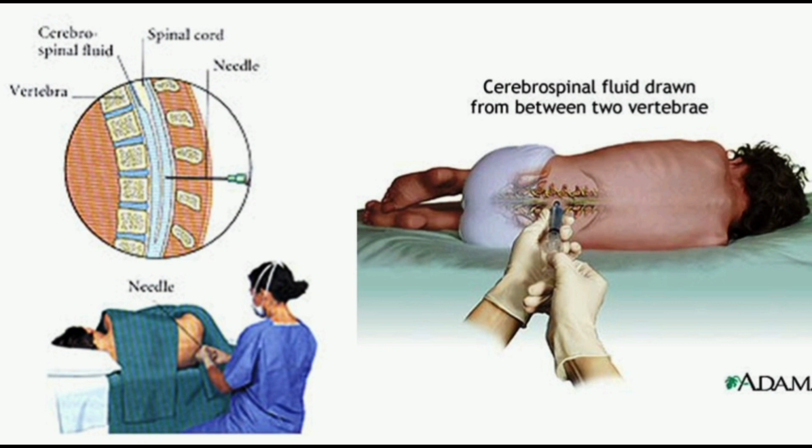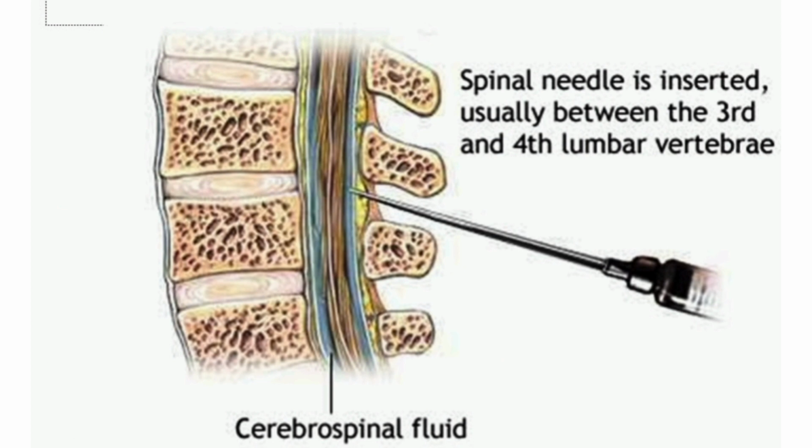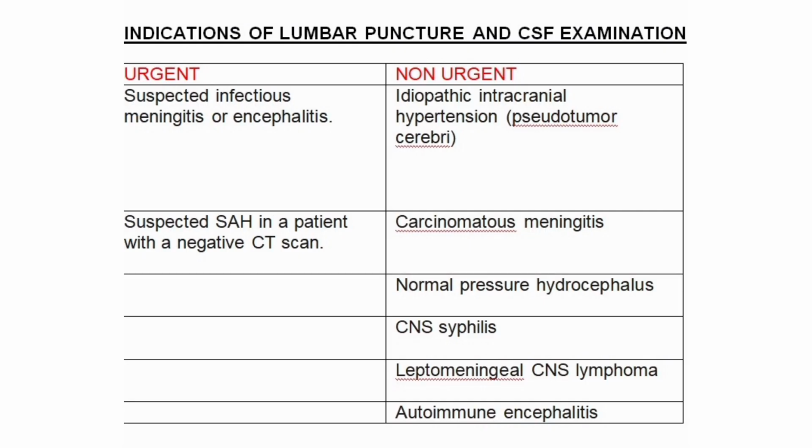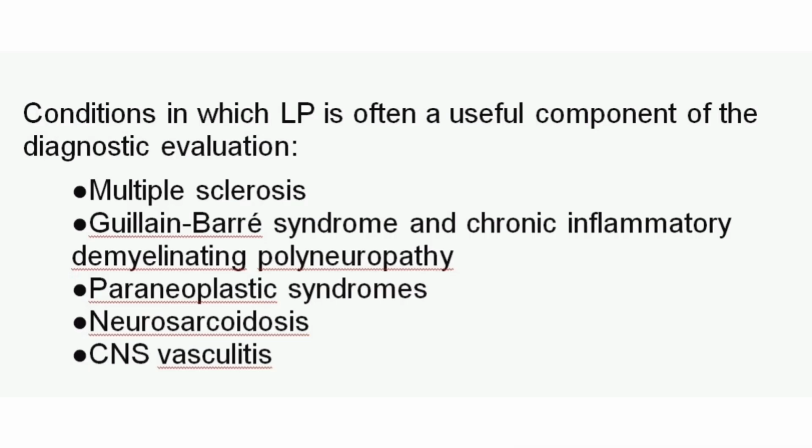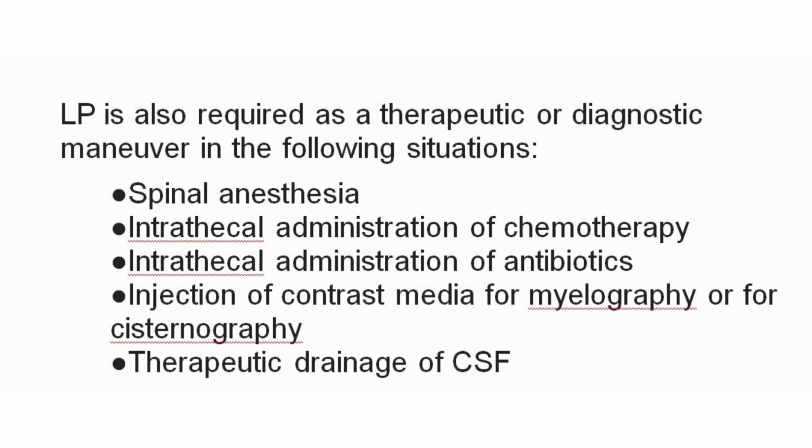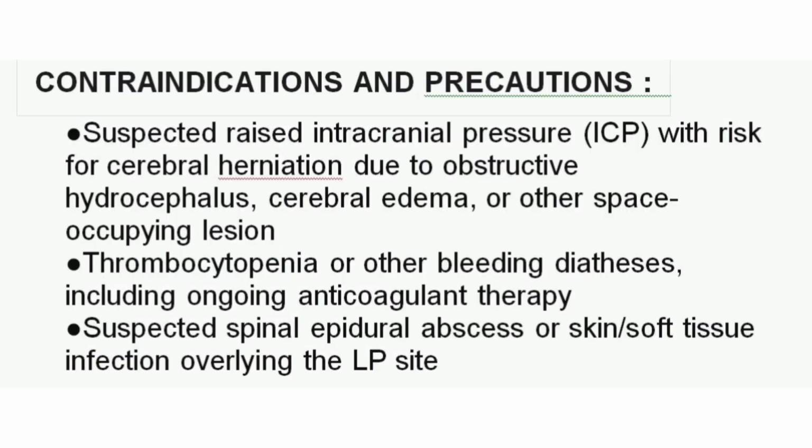You can appreciate in this picture how the knees are drawn towards the abdomen and the spine is flexed for better insertion of the needle. Here you can appreciate the needle when it is inserted between L3 and L4. Please take screenshots of these indications of lumbar puncture and CSF examination, which are important for your Viva and MCQs. Also the contraindications, when it cannot be done or when it is to be done with precaution.